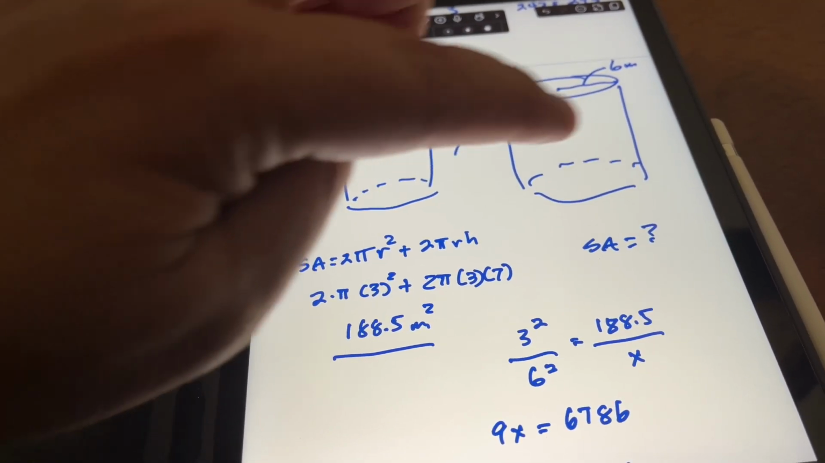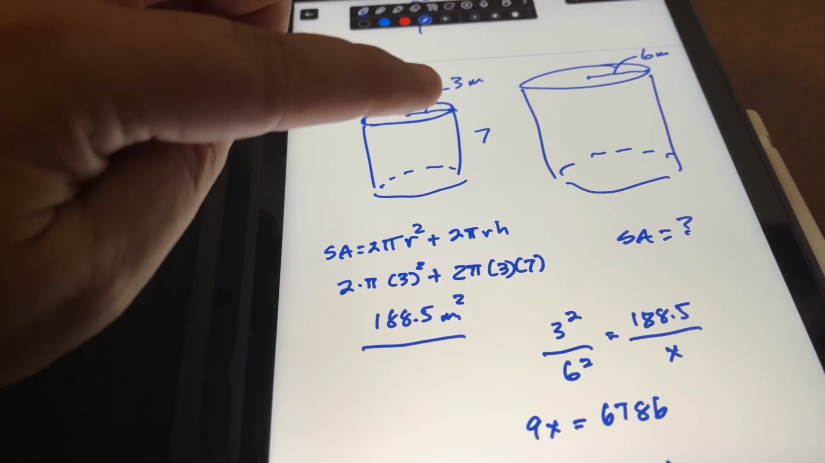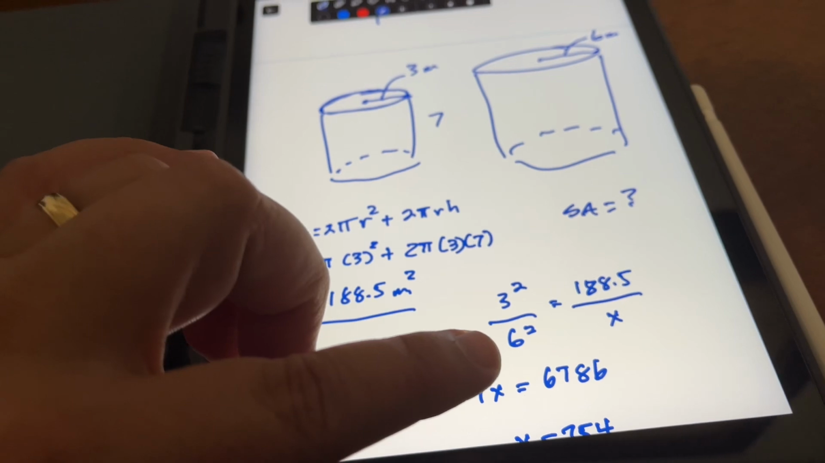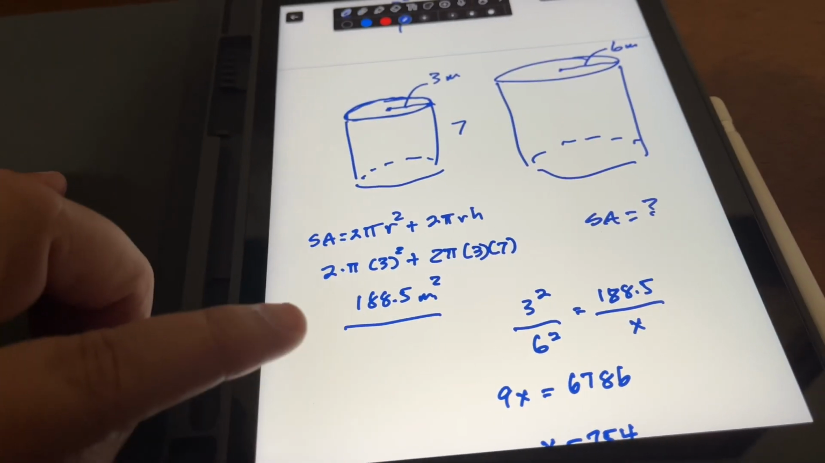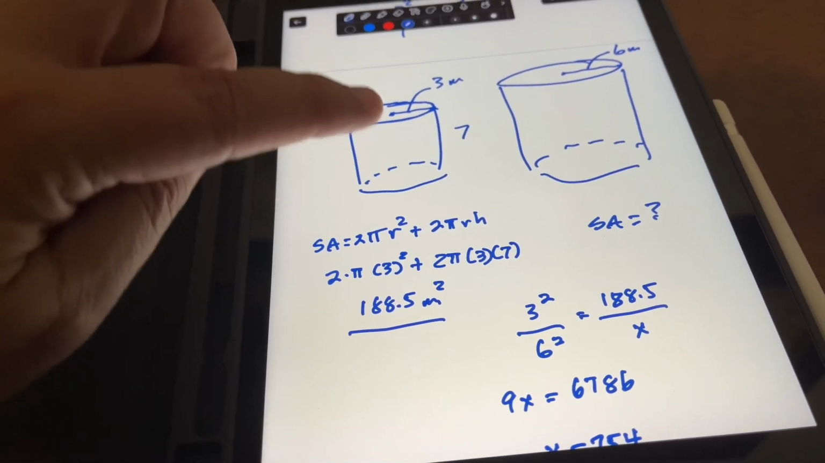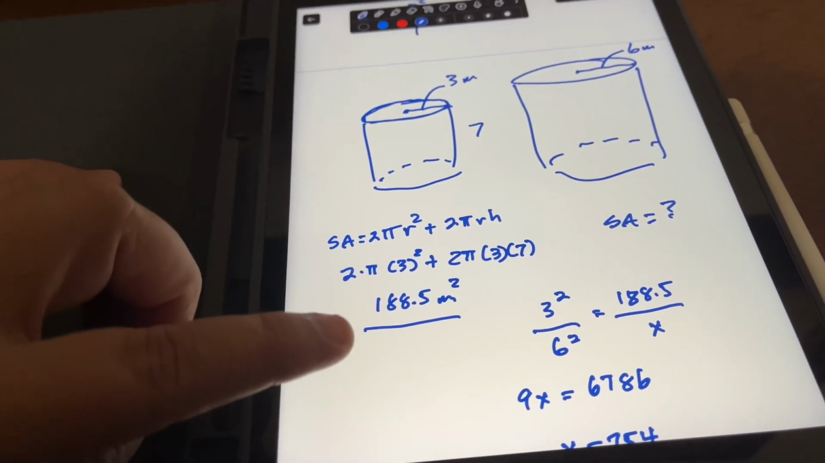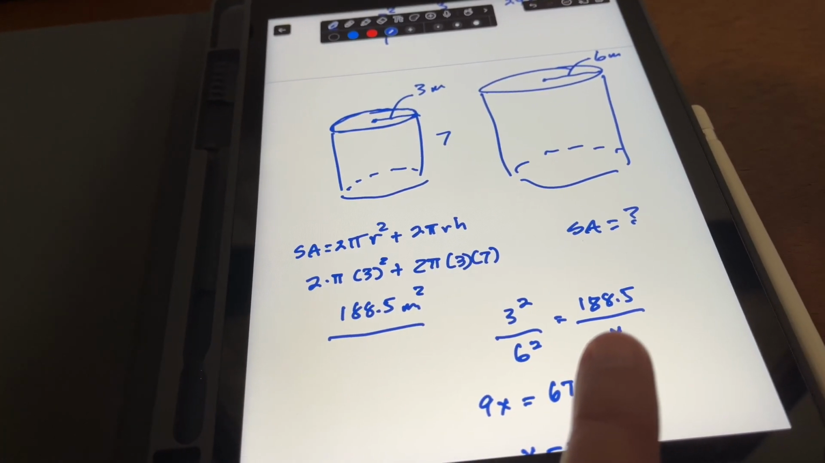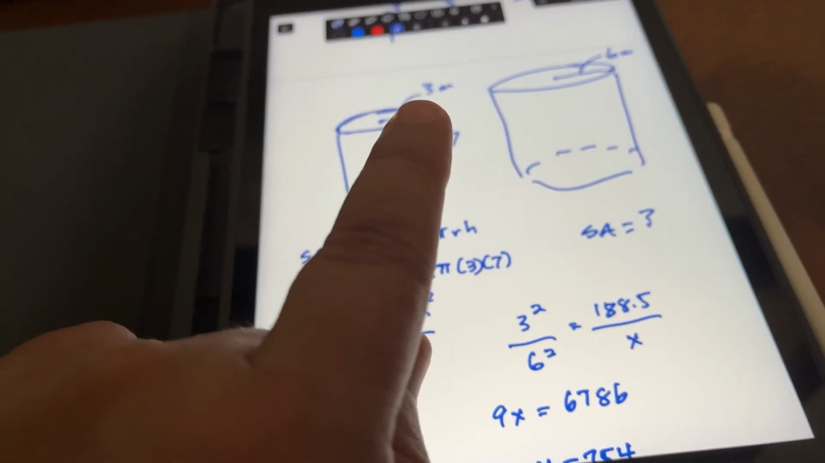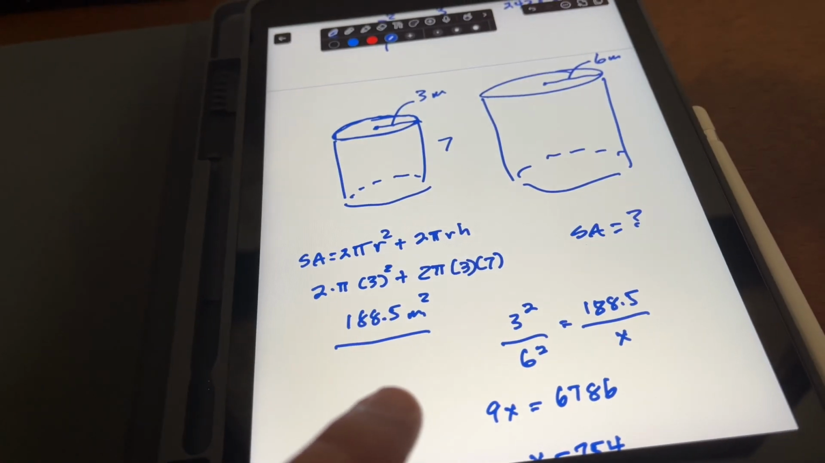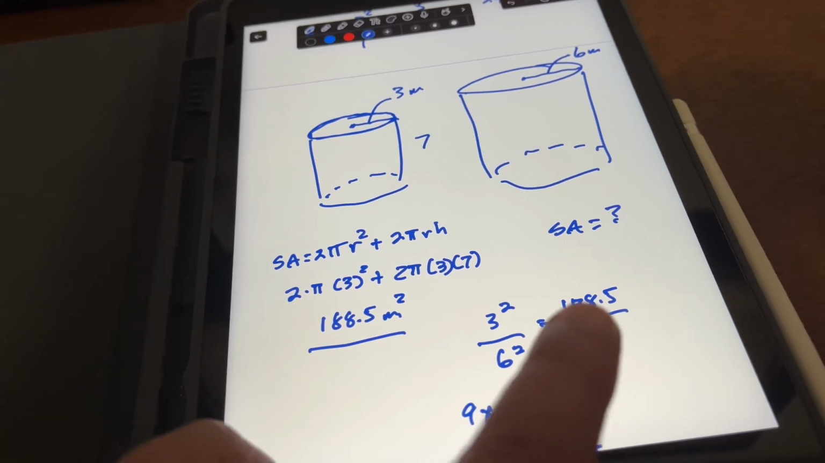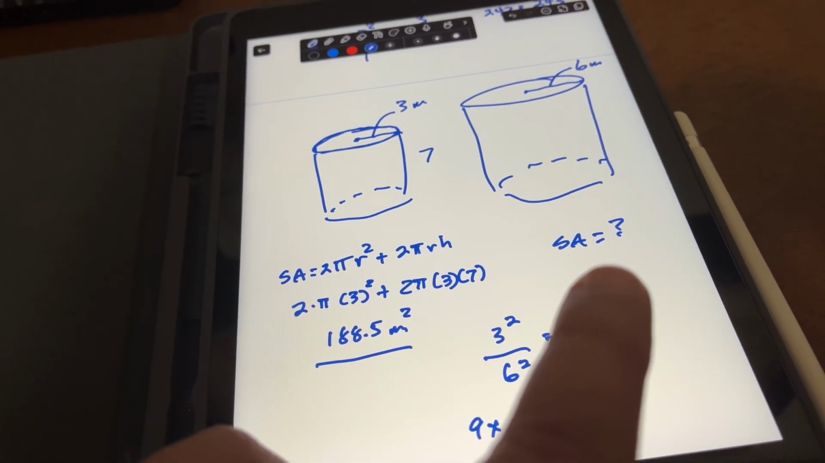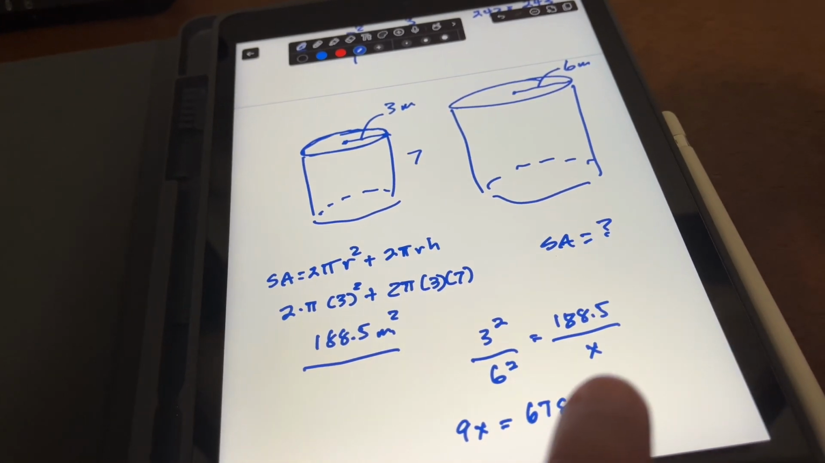Now, I didn't use 7 because I don't know what this one is over here, but if this is 3 and that's 6, then it's 3 squared compares to 6 squared in the same way that, and let's suppose they gave us the surface area on this, or we calculated it using this formula, then we would know that it's 188.5. So I'm saying 3 squared compares to 6 squared in the same way that 188.5 compares to what? So the surface area, SA, of this one over here, that's what X is going to be.